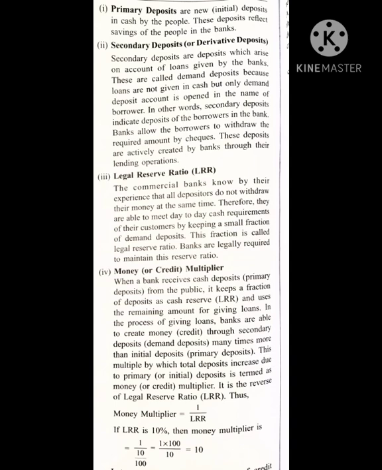What do they do? They take primary deposit, and then they keep LRR, that is, they reserve a fraction of your amount as a cash reserve. Suppose my LRR is 10% or 20%, whatever it may be, it depends on what the bank has fixed. Whatever is the primary deposit, from that they will take out LRR, and the rest of the amount, whatever remains after the reduction of LRR, they issue as a loan.